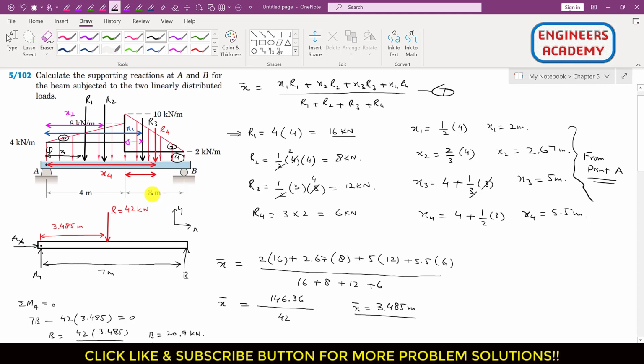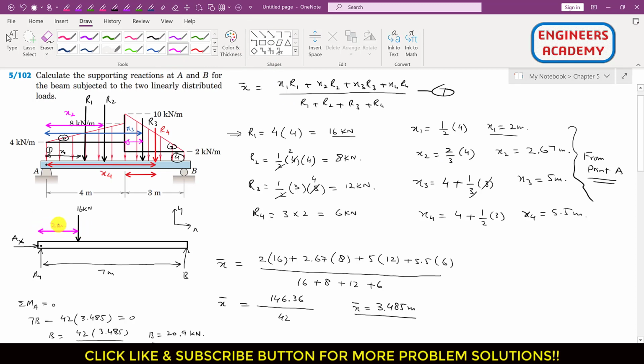So now if I draw the free body diagram for that second case, right, so then we will have this R1, let's say that R1, this R1 has a magnitude of 16 kilonewton, and its distance from that point A is 2 meters, right? So we can represent that this length is 2 meters.